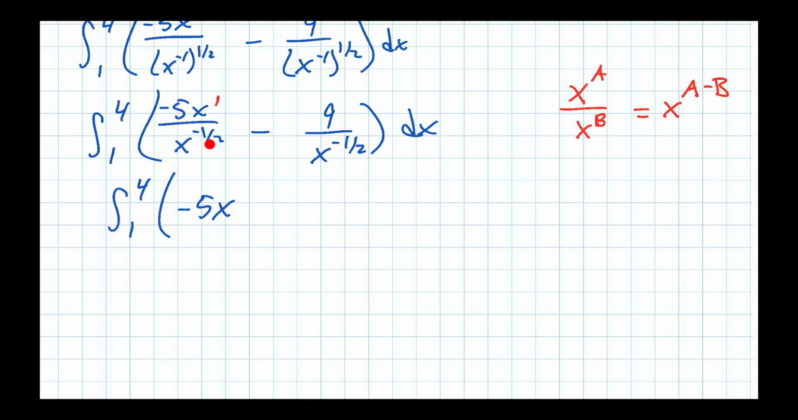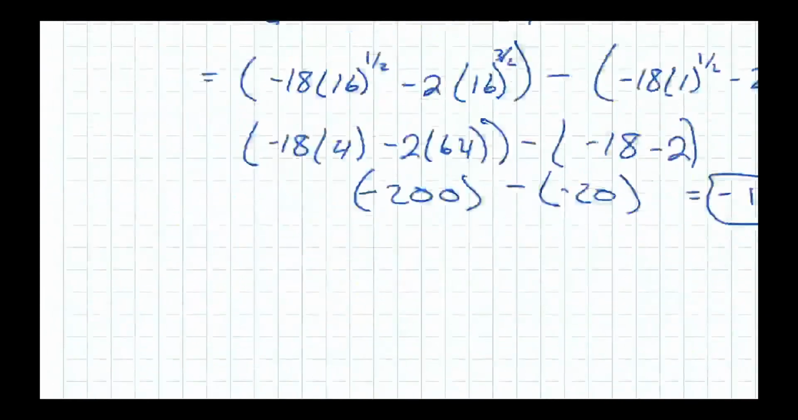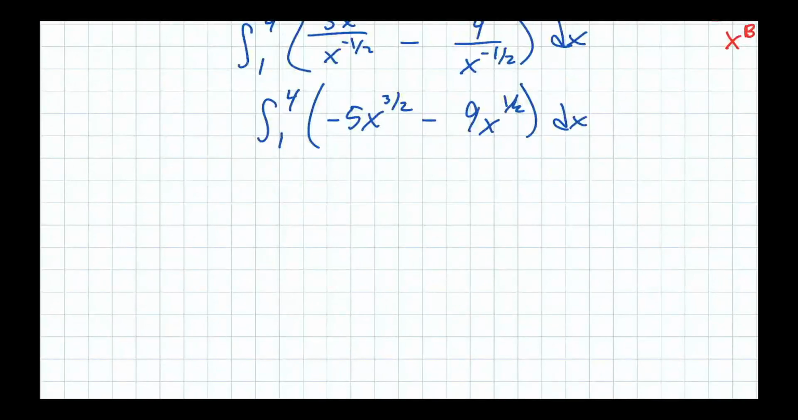minus 1/2, right? So this is negative. So 1 minus 1/2, which is 3/2. And similarly here, you have 9x and a negative x to the negative 1/2 in the denominator is x to the positive 1/2 in the numerator, like so. And once you get to this point, now the problem is the same difficulty level as the previous problem. So we're going to do our antiderivative stuff.